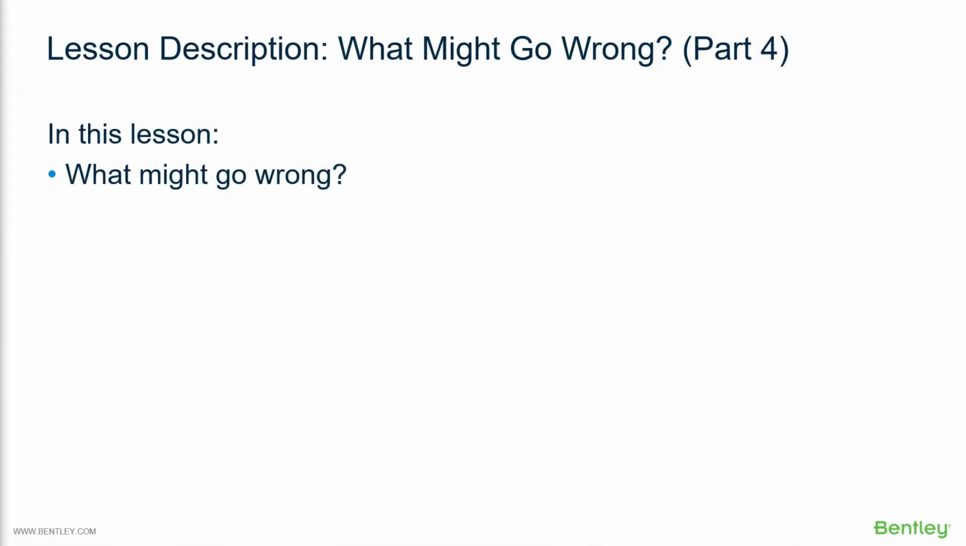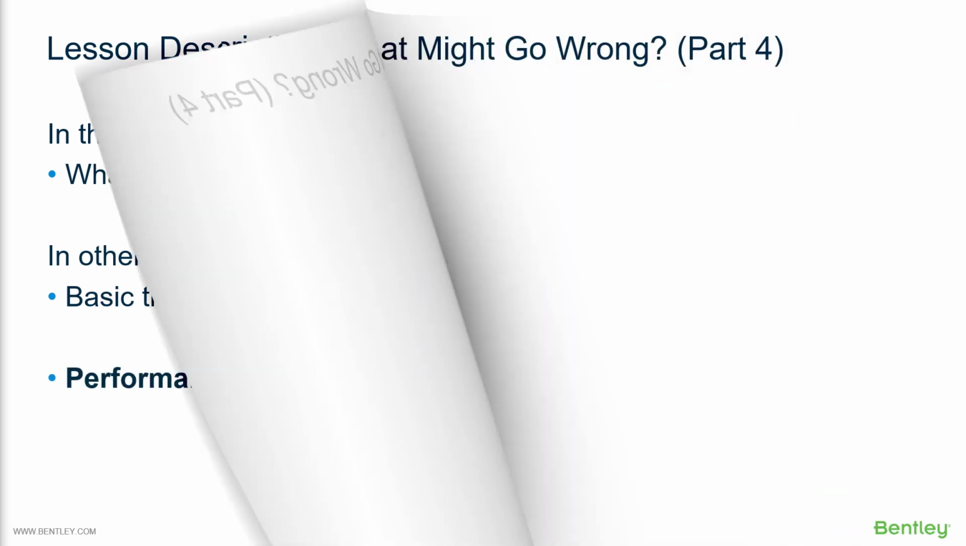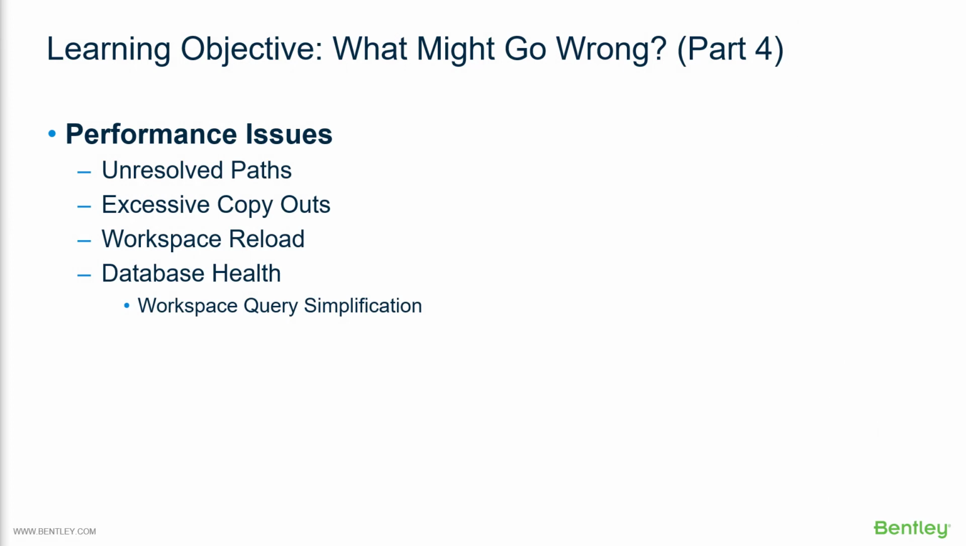This lesson will present an overview of what might go wrong. In other words, troubleshooting. In this part of the lesson, we will discuss performance issues. You will specifically learn about how to identify unresolved paths, how to avoid excessive copyouts, how to minimize workspace reloads when changing files, and about database health issues and how they can affect managed workspaces. We will also look at query simplification.